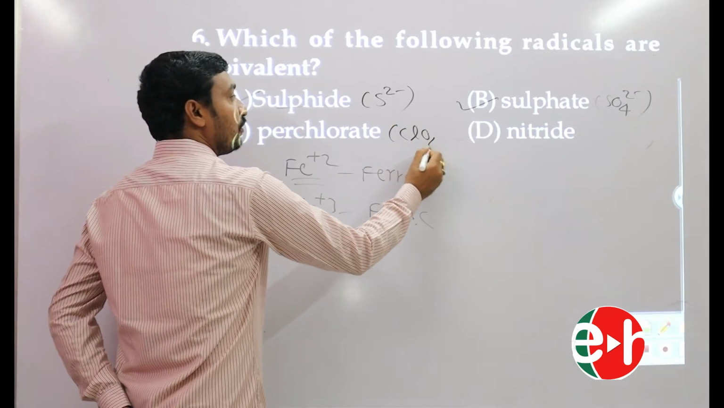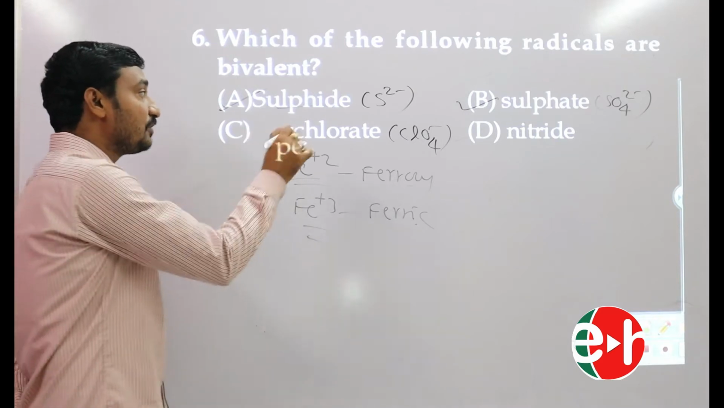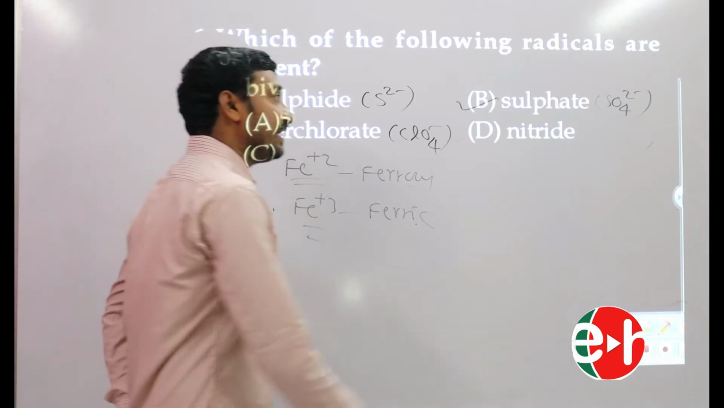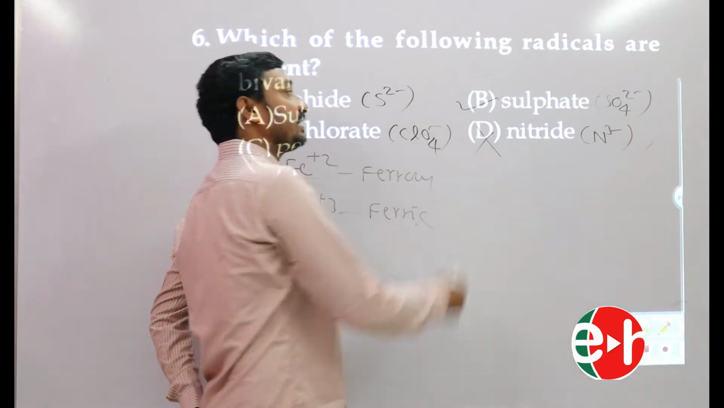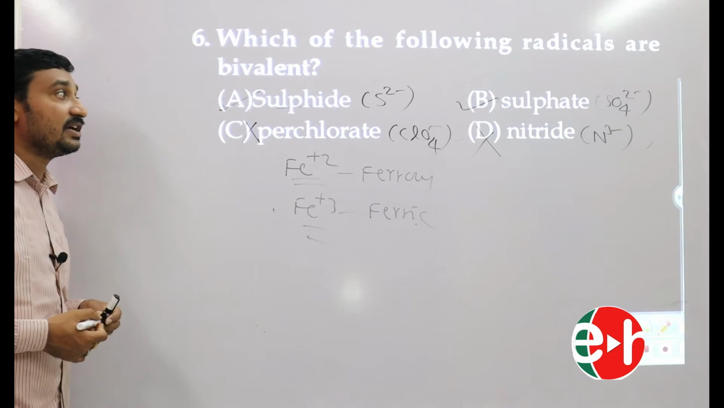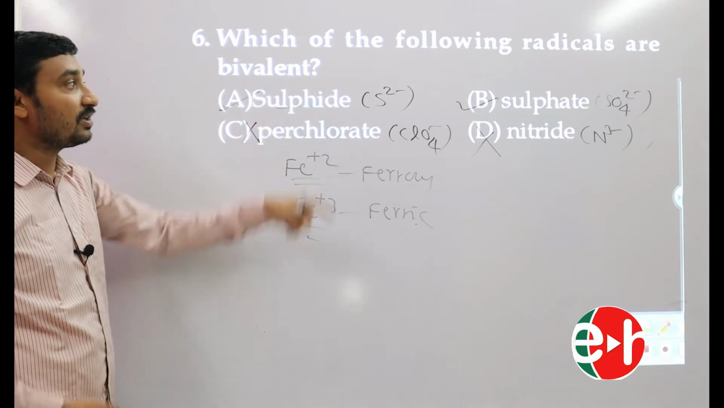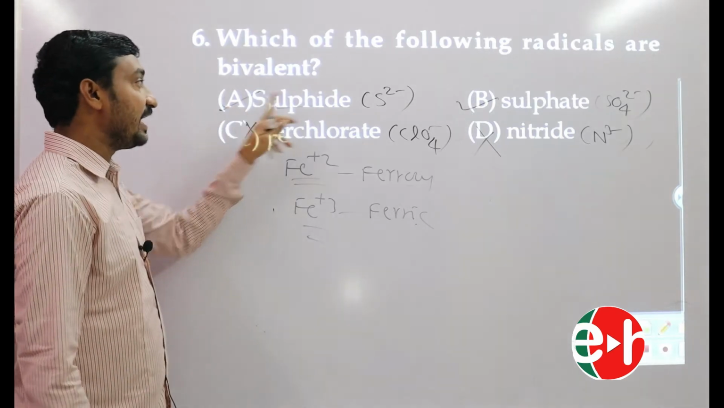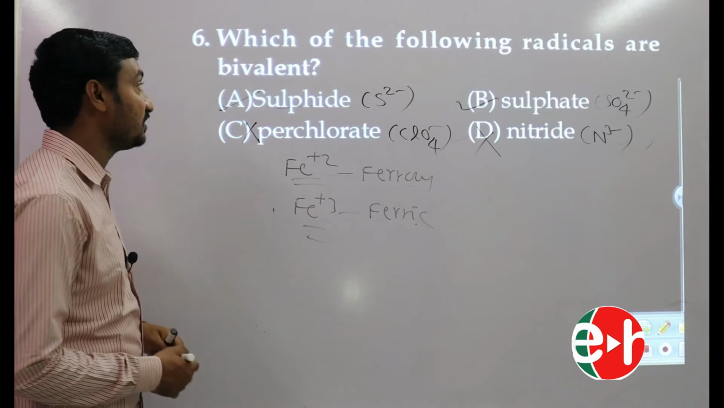Perchlorate, ClO4 minus. This is not bivalent. Nitride, we already discussed in the previous question. Nitride N3 minus, this is trivalent. And what is the correct answer? A and B. This is a multi-correct answer question, more than one correct. So A and B is the right answer. Sulfide S2 minus, sulfate SO4 2 minus. Next question.